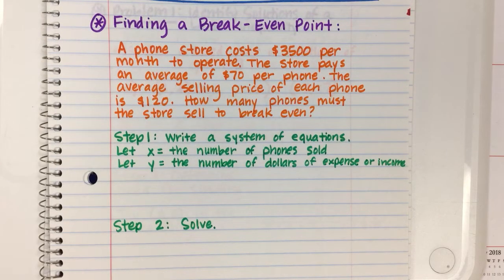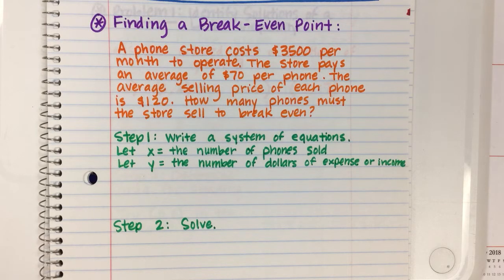The store pays an average of $70 per phone. The average selling price of each phone is $120. How many phones must the store sell to break even?